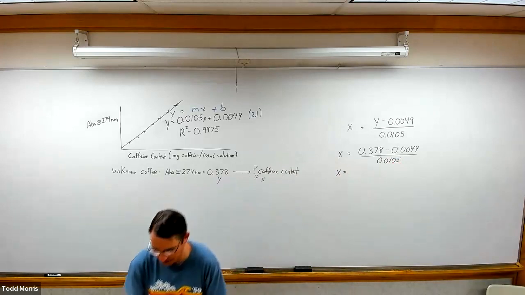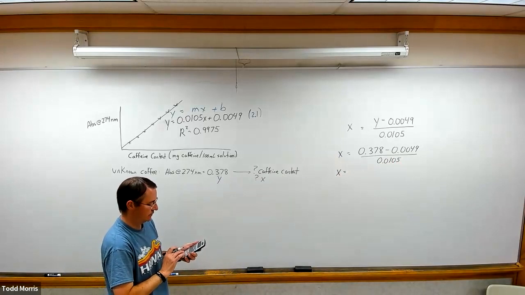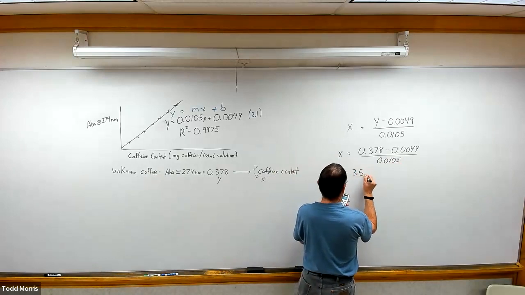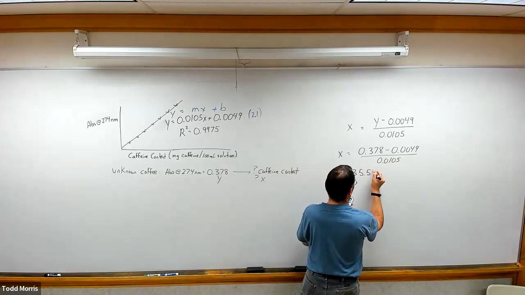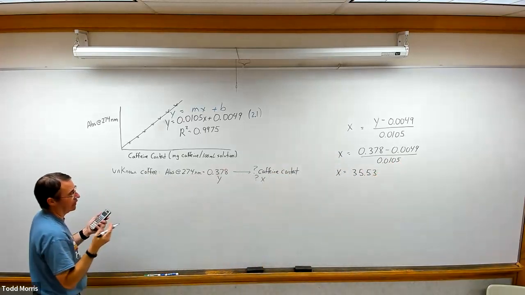Put those numbers into our calculator. We get 0.378 minus 0.0049 divided by 0.0105. And we get a value of x of 35.5, and we'll keep an extra digit or two, so 35.53. And that's our value, that's our number.